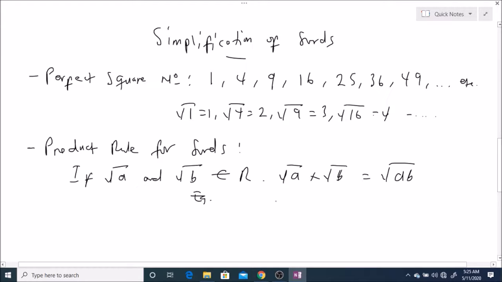Example, root of 4 times root of 9 will give us root of 4 times 9, which gives us root of 36.